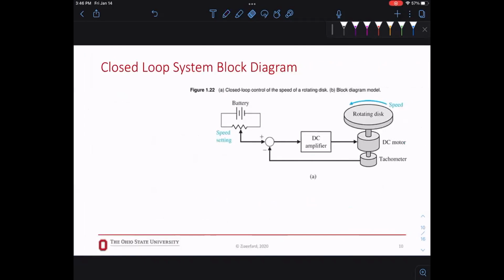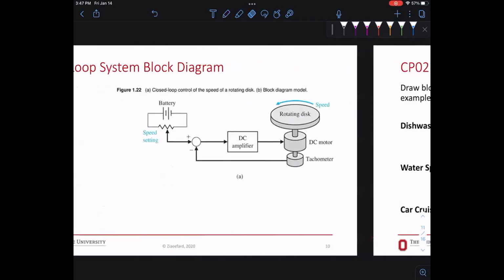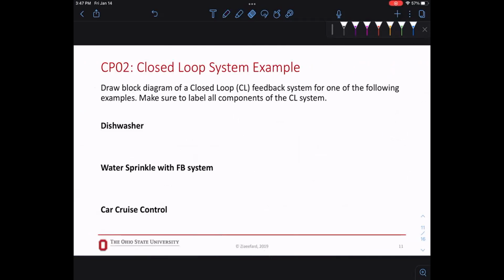What I want you to do before leaving is draw a closed loop system for one of the examples we've done, or you can choose car cruise control. But I don't want you to look it up online. I want you to think about the system, draw it, and submit it on Carmen. I think that will be the end of the class because we don't have time for the rest. I'll pick up on Wednesday. But submit this before you leave. I will post an annotated version which has the solution, but I'll talk about it in class.